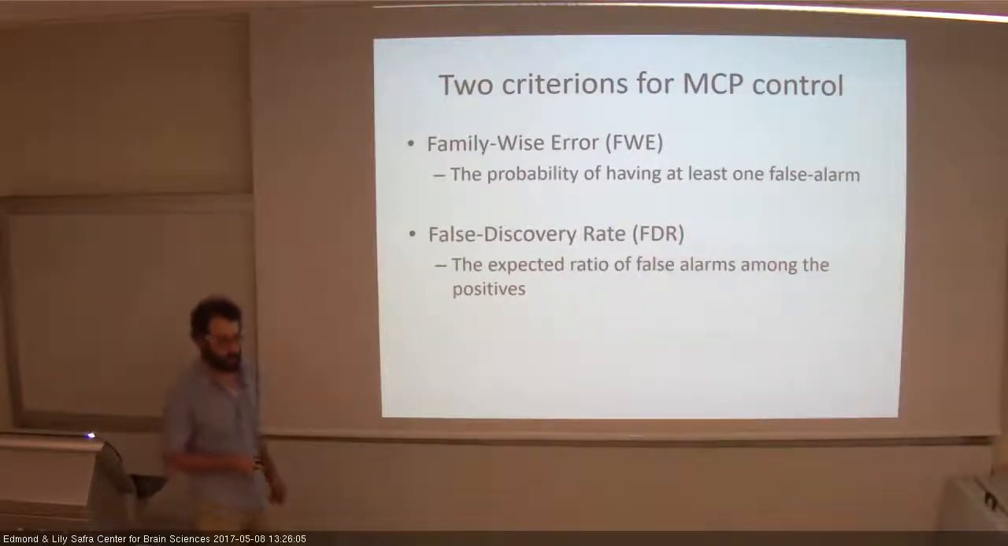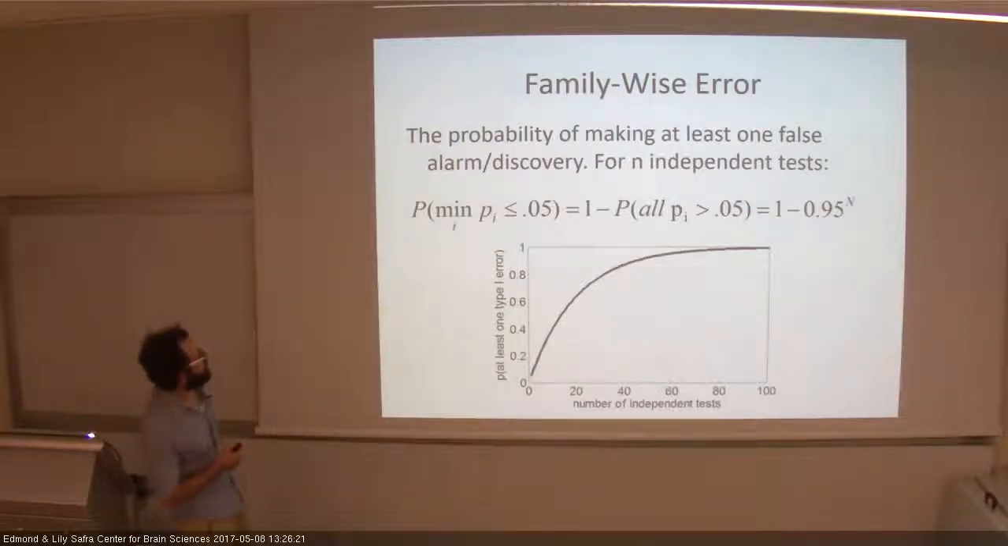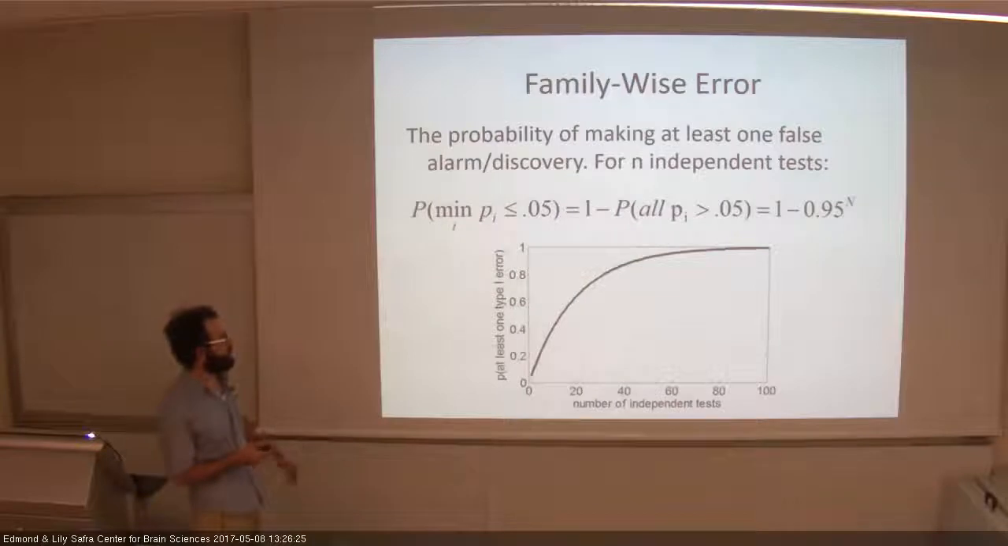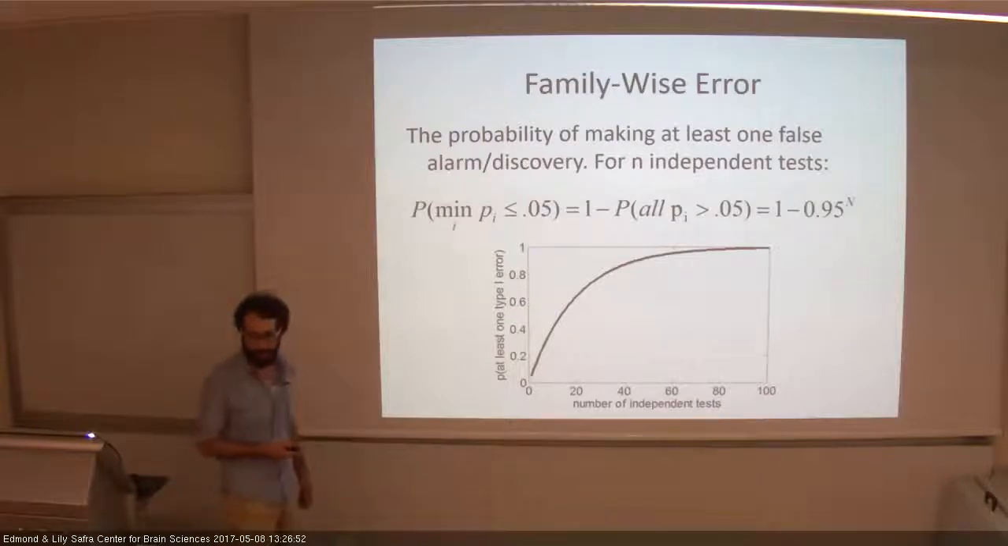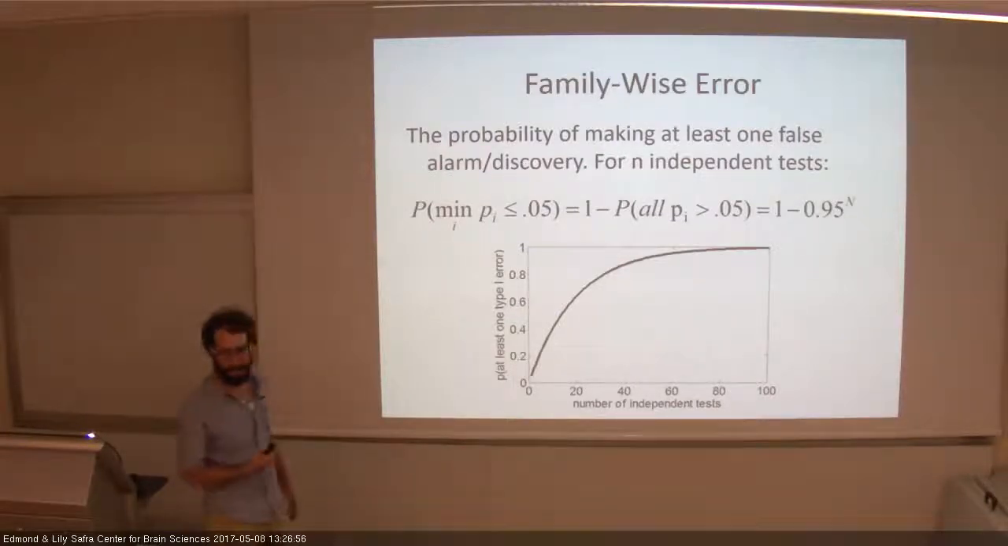So there are two ways to define this probability. One is the family-wise error, and the other is the false discovery rate, and we'll talk about both. For the family-wise error, the definition is the probability of making at least one false alarm, or false discovery, it's the same thing, for n independent tests. For n independent tests, we have an analytical solution, and you can see that the probability of making at least one type 1 mistake approaches 1 very quickly. So for a neuroimaging experiment with thousands of voxels or channels, you will certainly have significant p-values under the null.